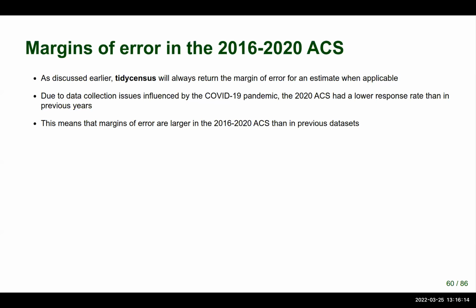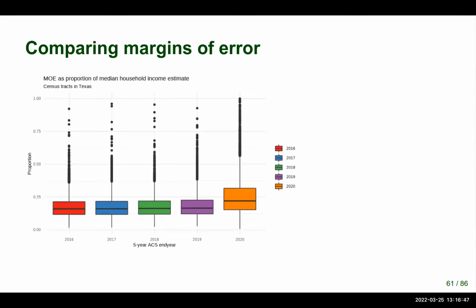I mentioned this earlier, but due to the COVID-19 pandemic, Census had a real tough time conducting the 2020 ACS, and the response rate was only about two-thirds of what it typically is for other ACS years. What this means is that your margins of error in the 2016 to 2020 ACS incorporate this additional uncertainty from the smaller sample size in 2020. And so your margins of error tend to be proportionally larger than in previous data sets.